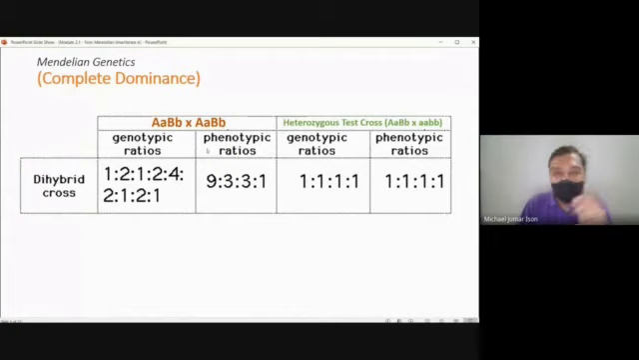Now, if a heterozygous test cross was done for a dihybrid cross, in this case you have a heterozygote for both gene pairs in parent number 1, and the second parent is homozygous recessive for both of the gene pairs. Then the genotypic ratio is 1 is to 1 is to 1 is to 1, and the phenotypic ratio would be 1 is to 1 is to 1 is to 1.